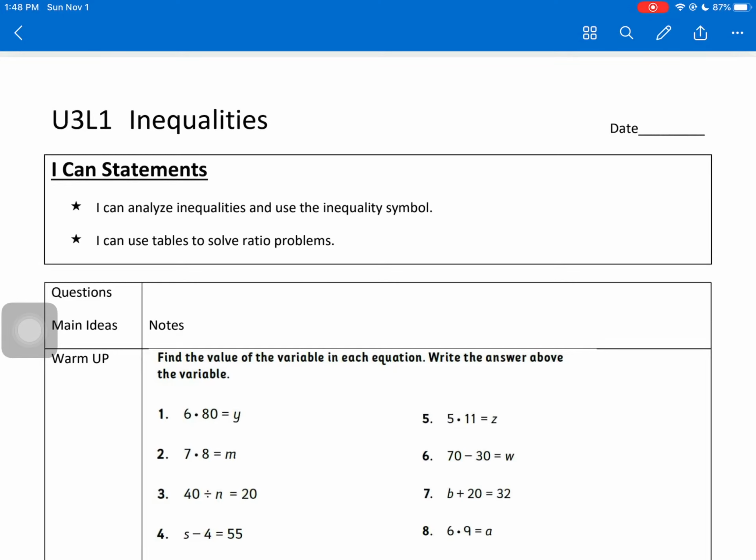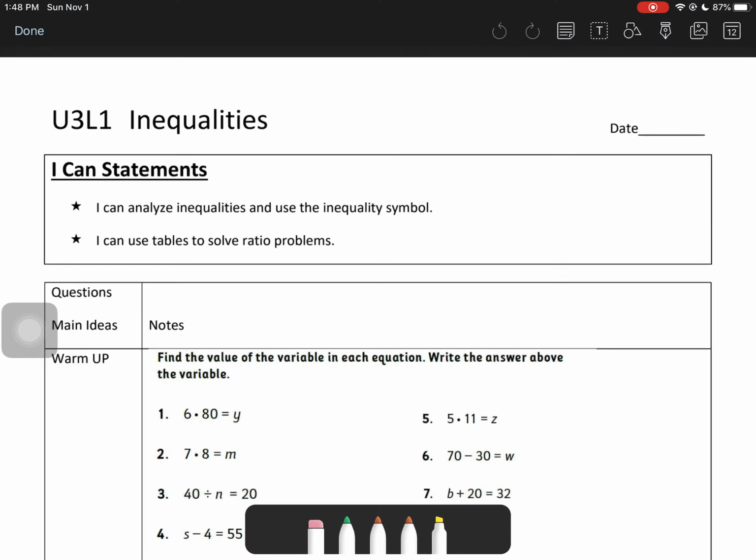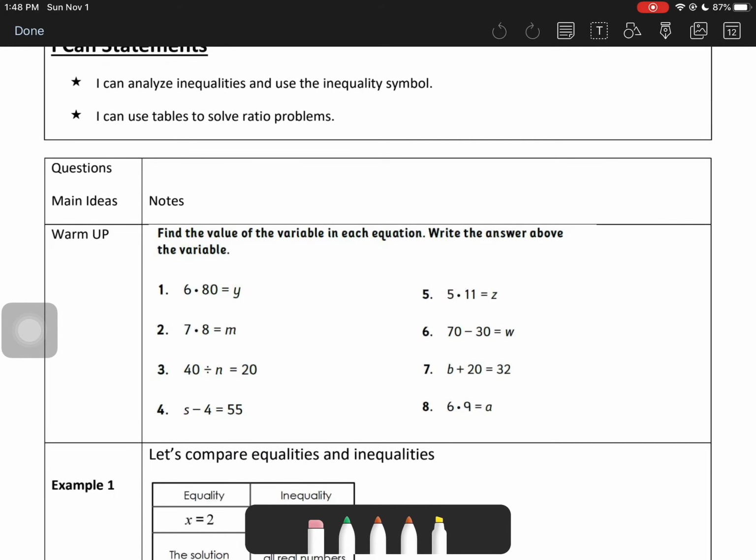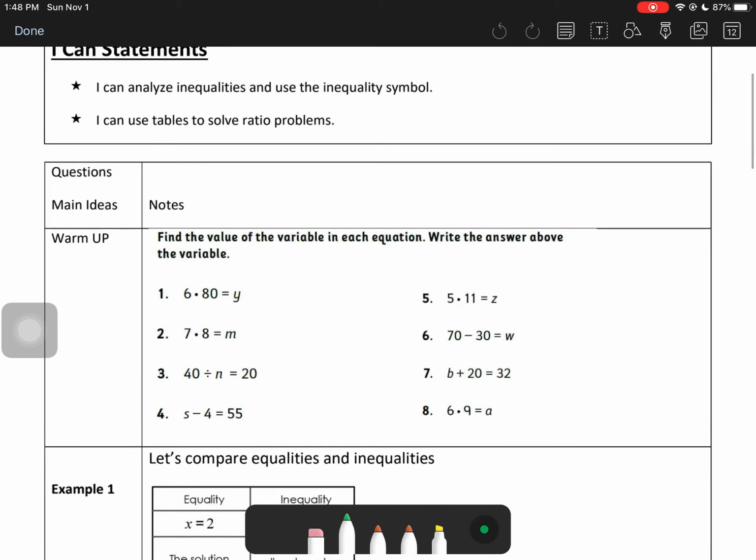In this lesson, we're going to work on inequalities. First of all, we're going to do a review of what we did last unit. And so what we're going to do is find the value of each variable in the equation. I'll do a couple with you, and then I'll ask you to complete the rest, and then we'll go through them in class. So 6 times 8. Well, 6 times 8 is 48, and then we're going to add a 0. So that's going to be 480.